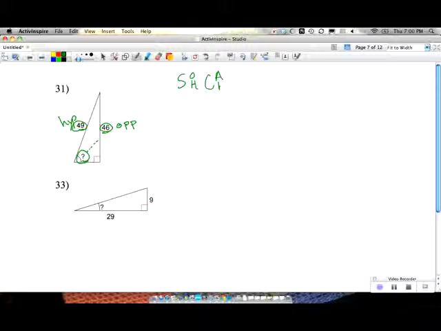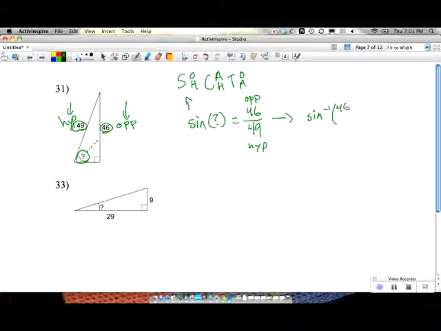Well, looking at these three, which one fits? Which one has an opposite and a hypotenuse? That would be sine. So that means that sine of this question mark is going to equal 46 over 49, the opposite over the hypotenuse. I could simplify that if I need to, but I really just need to translate it into an inverse sine. So I'm going to do sine inverse of 46 over 49 is going to equal the question mark, the angle that we need. This is the angle that we're trying to find.